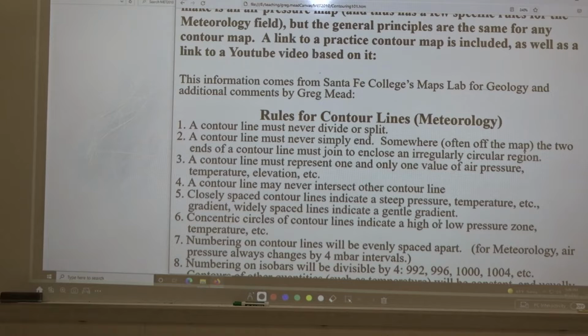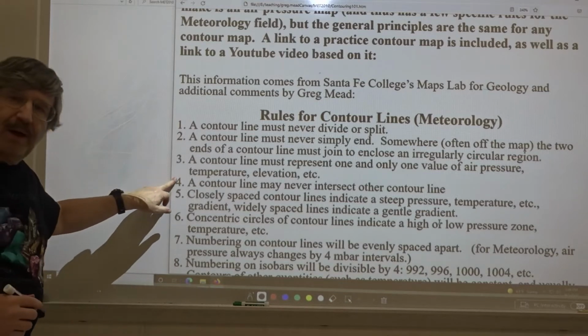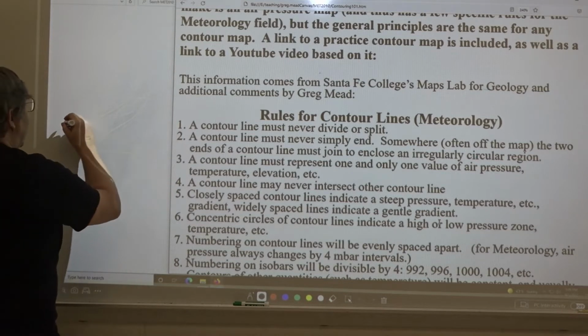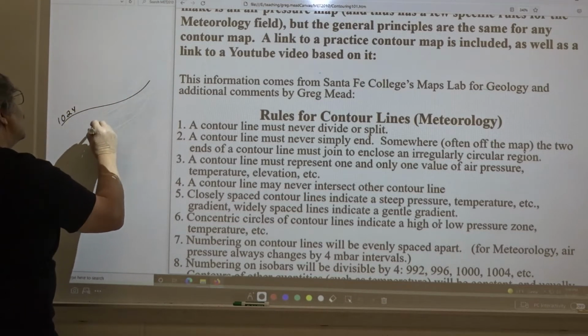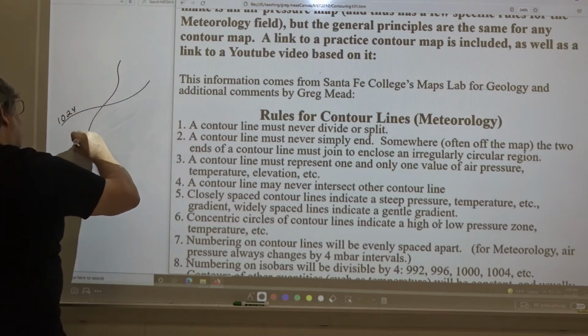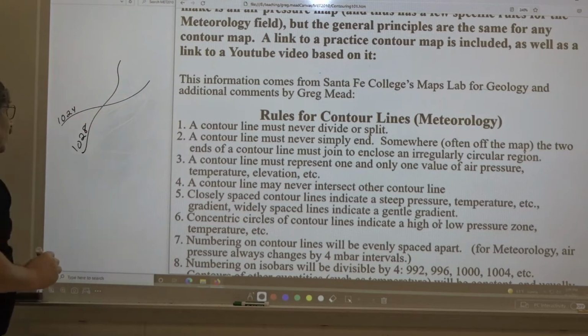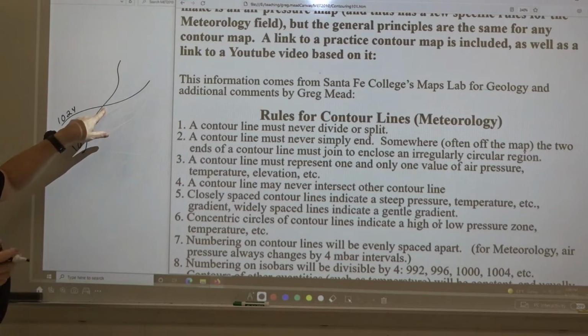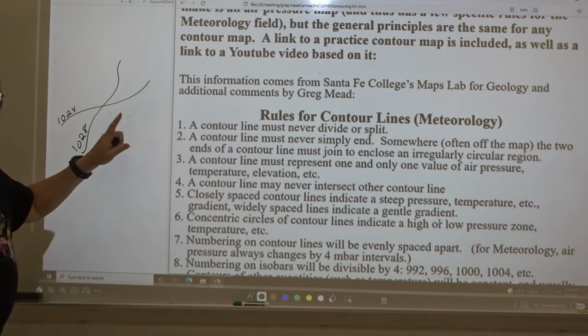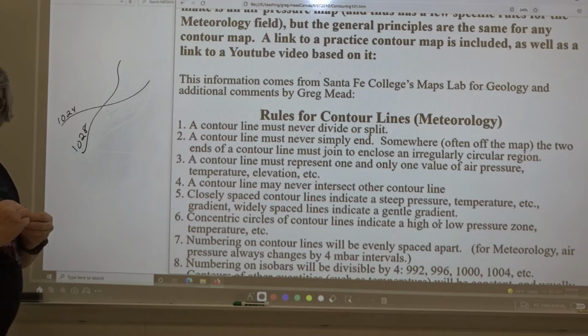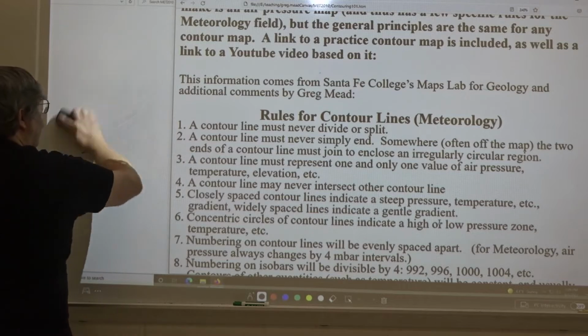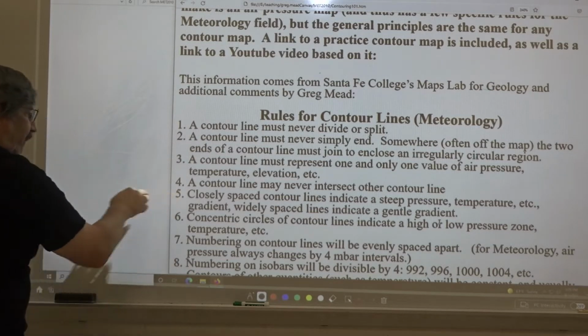Number four, a contour line may never intersect another contour line. If you have, say, an air pressure contour where this is 1,024 millibars and another one of 1,028 millibars, what's that? It cannot be two values of air pressure at the same time. So the only time that this is possible is if you have an elevation map and you have a vertical cliff, but this will never happen with an air pressure map.